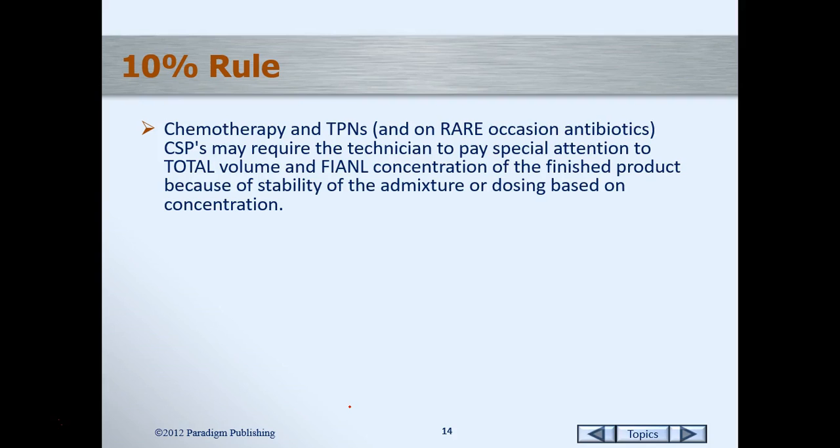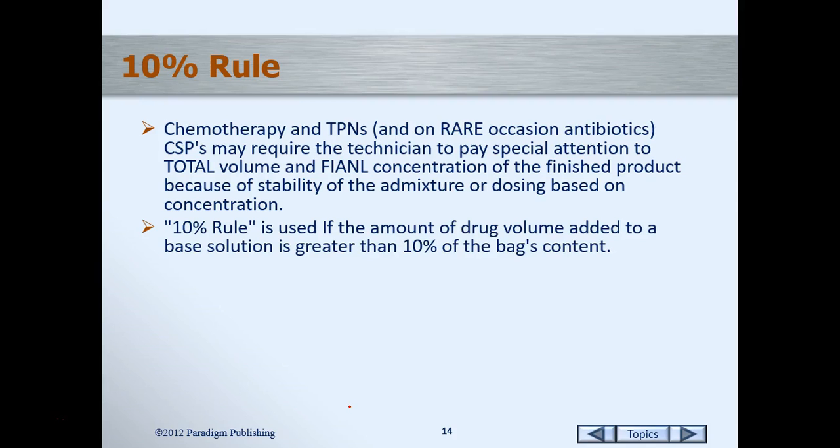So especially with chemotherapies and TPNs, and on some occasions antibiotics, the CSPs require the technician to pay special attention to the total volume, and that should say final concentration of the finished product, because of stability of the admixture or dosing that's based on the concentration. So if we don't have the proper mix and we're dosing it based on what we perceive that mix to be, the patient could be underdosed or overdosed, generally underdosed.